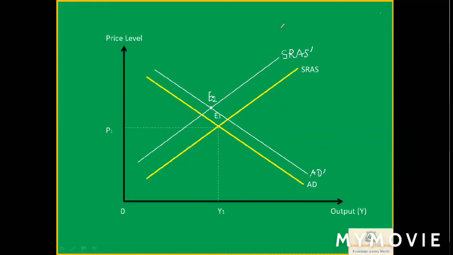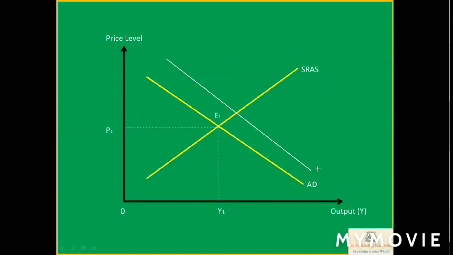Now corresponding to the point E2, we can see that the output level has dropped down, and the corresponding price level is following the same trend, that it has increased from P1 to P2. And now we consider the other scenario where the aggregate demand has changed more than the change in the aggregate supply.